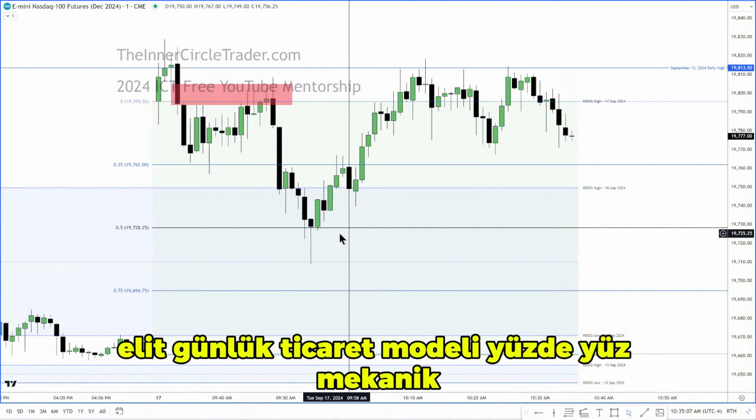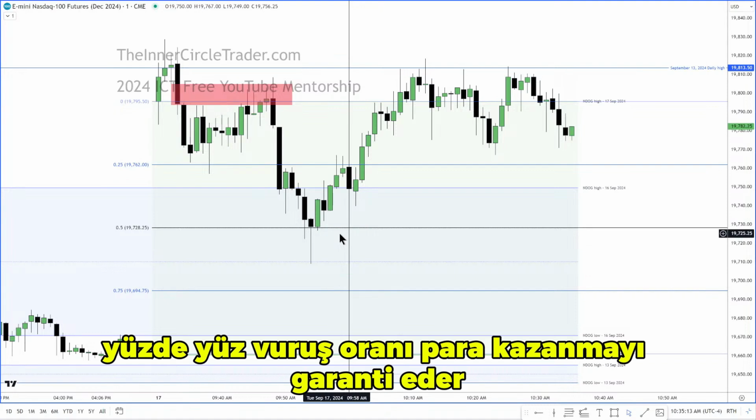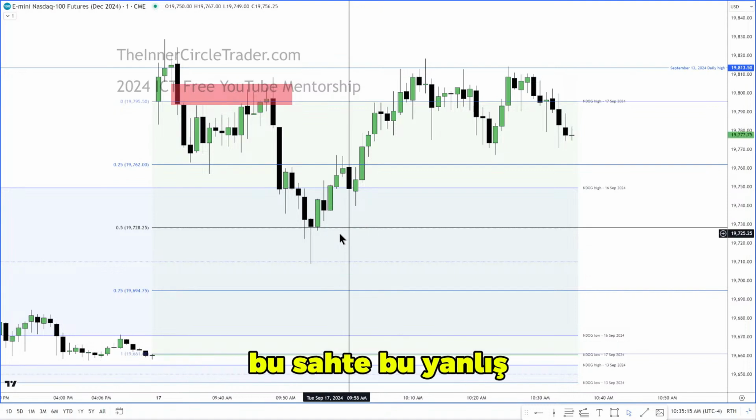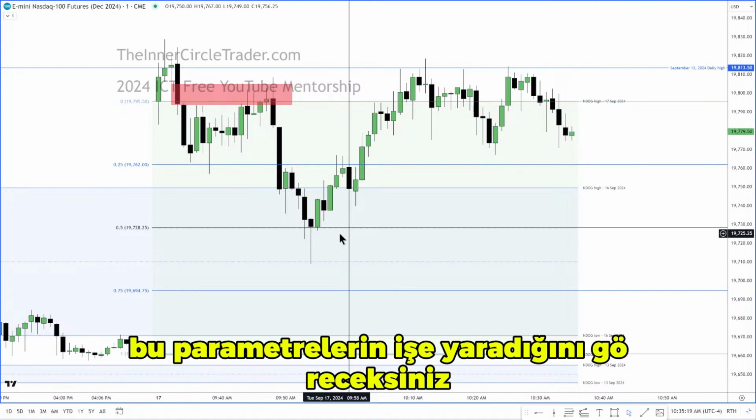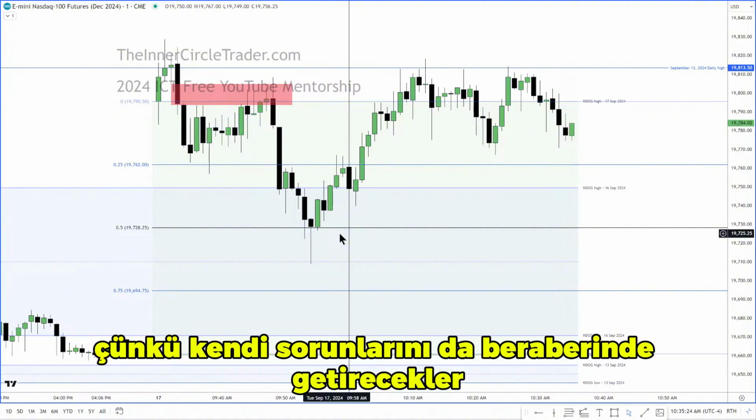elite day trading model, 100% mechanical, and they're going to inflate the number. 100% strike rate, guaranteed to make money. Yeah, and that's fake, that's false. But 70% of the time, you're going to see that these parameters deliver. But it still affords the ability for people to mess it up because they're going to bring their own problems to it. They're going to be fearful.